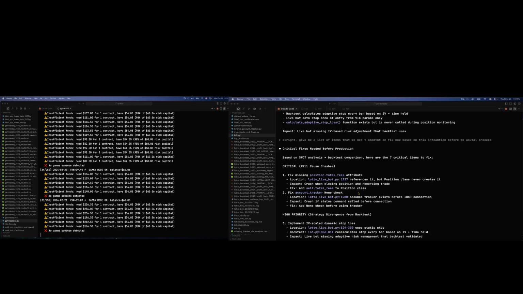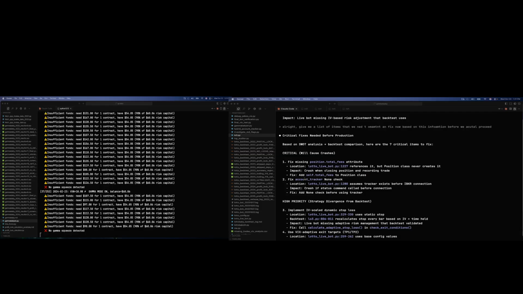All right. Based on the SWOT analysis and the backtest comparison, here are the 7 critical items to fix. We need to fix the missing total position fees attributes. The location is the live bot, line 227 references it, but the position class never creates it. It crashes when closing a position and recording trades.